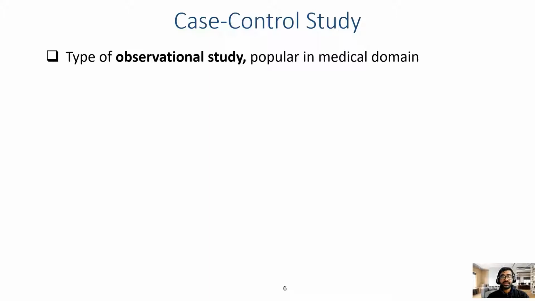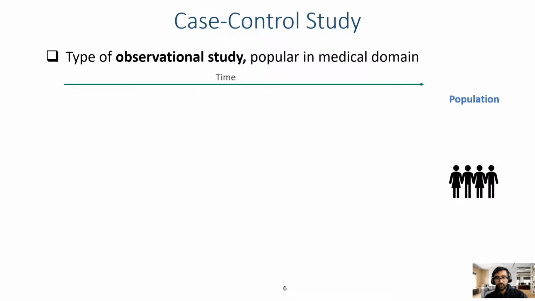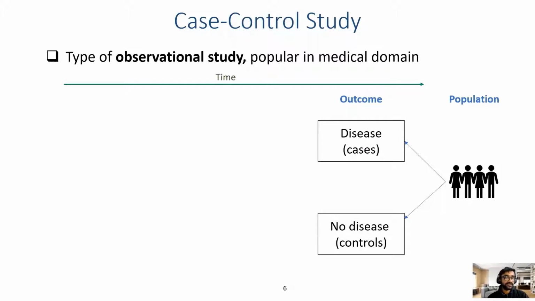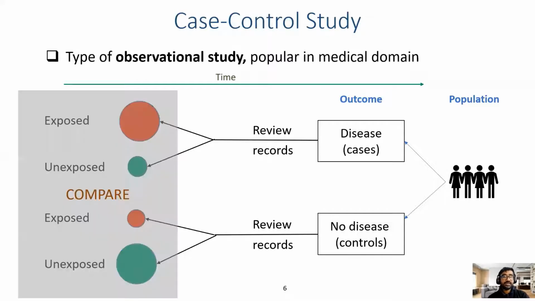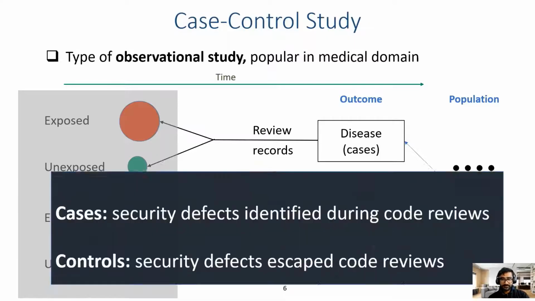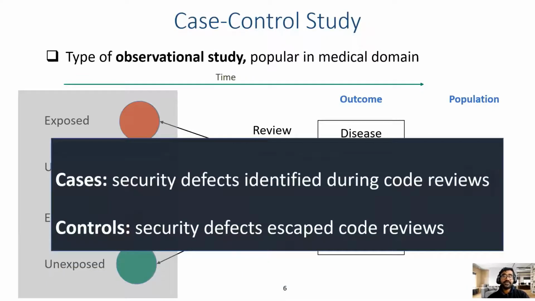Case control study is a type of observational study which is popular in the medical science domain. In a case control study, two existing groups differing in outcome are identified and compared based on some attributes. A case control study is always retrospective. It starts with an outcome and then traces back to investigate exposures or attributes that impact that outcome. We follow a similar model for our study, where the cases are security defects identified during code reviews and controls are security defects that escaped code reviews.